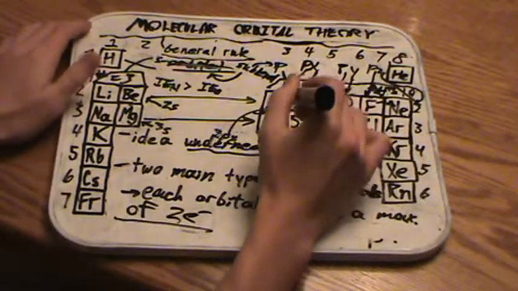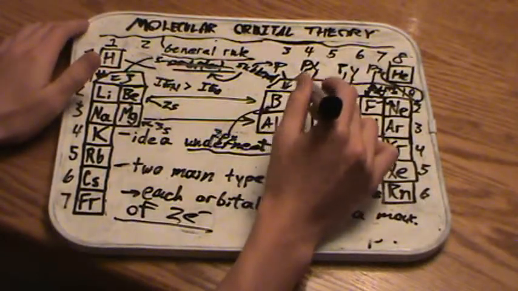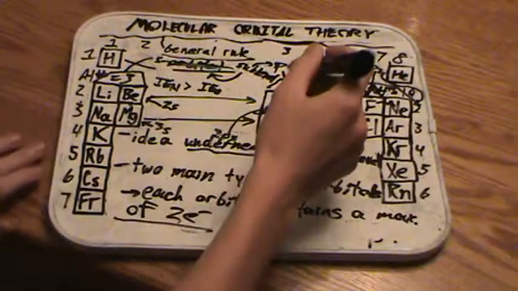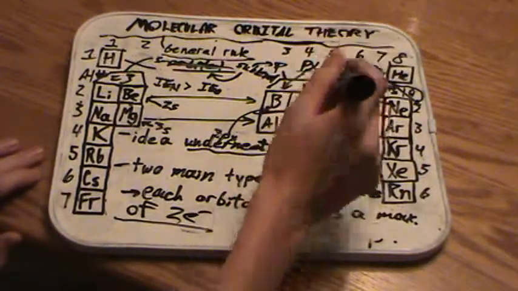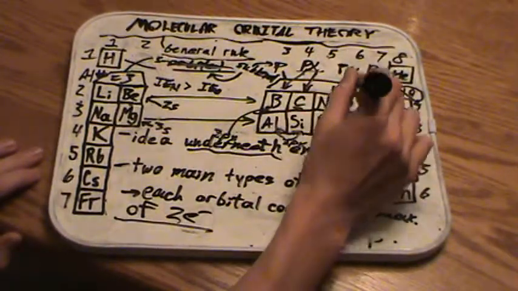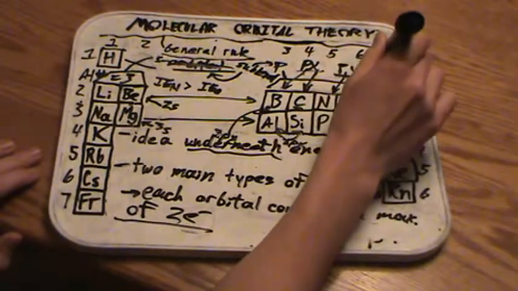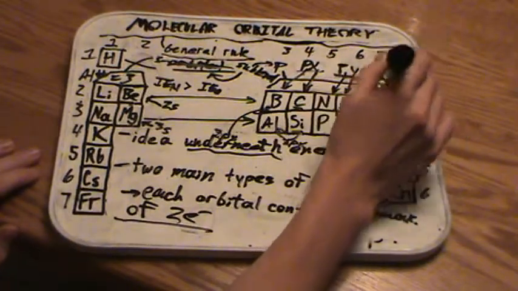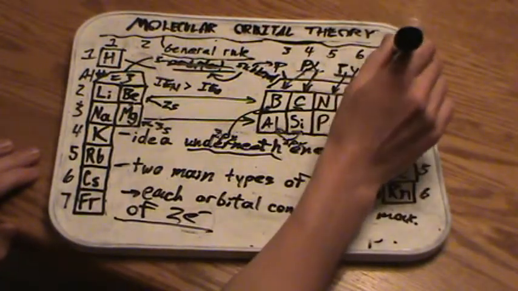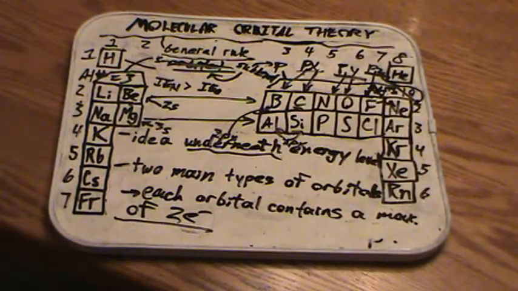So for example, when you move to boron and then to carbon, those 2 added electrons are paired in the px orbital. Move to nitrogen and oxygen, that is the py orbital. And then finally, fluorine and neon, those electrons are contained in the pz orbital.